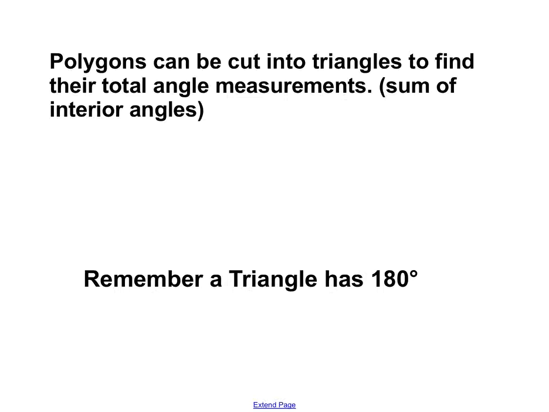All right, polygons can be cut into triangles to find their total angle measurements. So we're going to cut some triangles today. What I want you to get in your notebook is this idea of the sum of the interior angles. Sum means to add, interior means inside. And if you remember from yesterday, the inside of all triangles is 180 degrees. So we're going to use what we know.